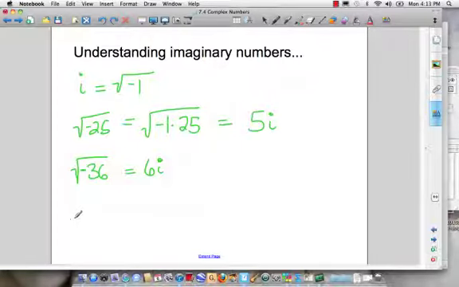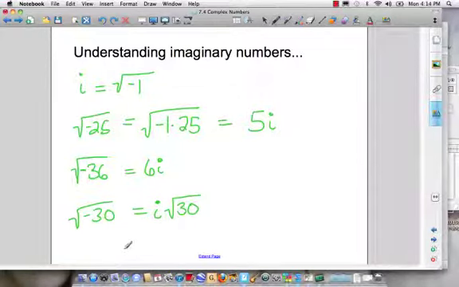Suppose it were a number like negative 30. Well, I don't really know what the square root of 30 is, but I do know that it has some square root. And if I multiply that square root by i, I'll get the square root of negative 30. So that's just sort of the basics of what i means and how it can be used to find square roots other than the square root of -1.